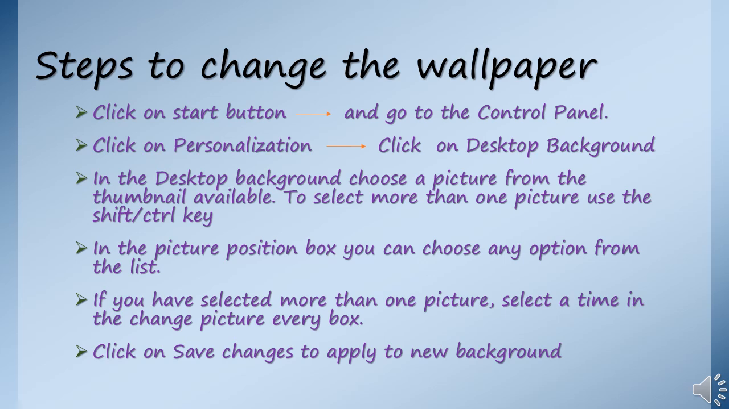Step 4. In the Picture Position box, you can choose any option from the list. Step 5. If you have selected more than one picture, select a time in the Change Picture Every box. Step 6. Click on Save Changes to apply the new background. With the help of these steps, you can apply your beautiful wallpaper.